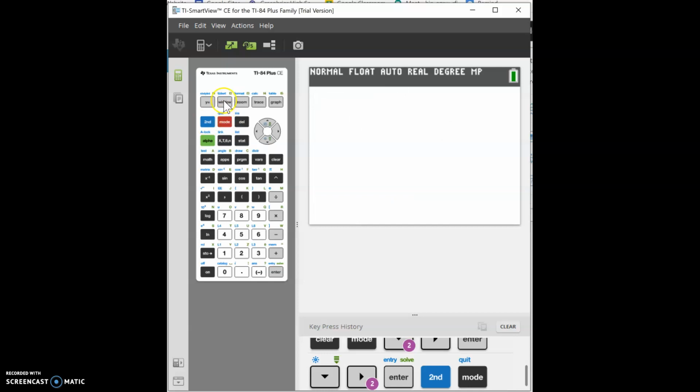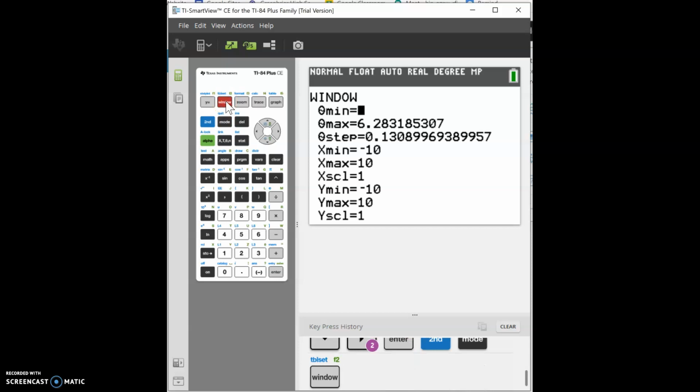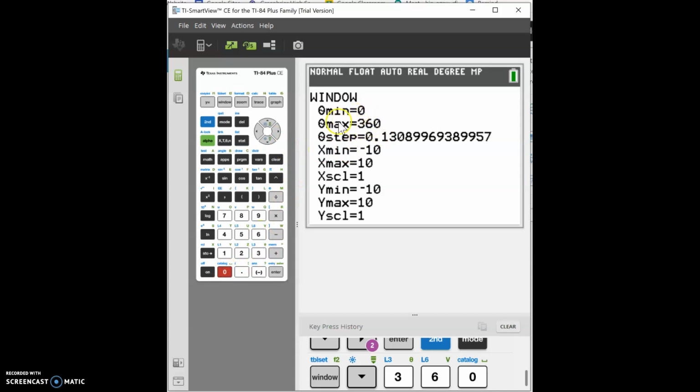And the next thing that we're going to do is go to window. There's going to be times when you're going to be asked to change the step of your window, which right now is the 0.13. That's the theta step. That's how many degrees it skips until it graphs the next point. So right now it's not in degrees at all. Right now 6.28 is representing 2 pi radians. So let's slide down and change the 6.28 to 360 degrees. Sometimes you'll actually be asked for it to be more than 360, but most of the time it's just going to be that first revolution, so 0 to 360.